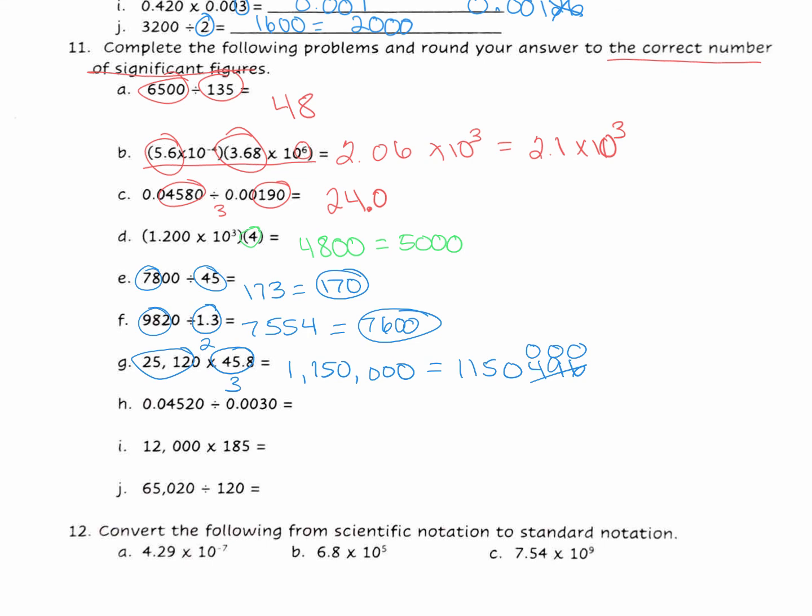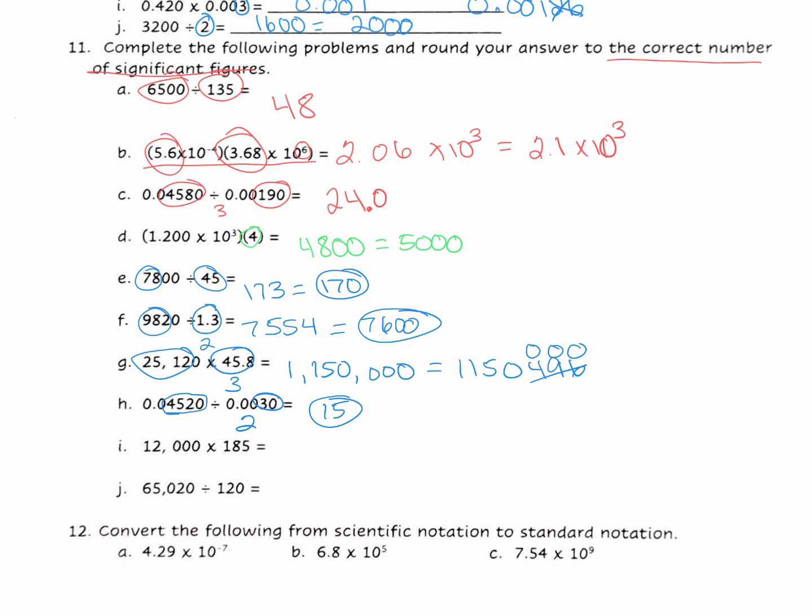All right, our next one, H, we have 4 significant figures here and 2 there, so my answer can only have 2. So 0.0452 divided by 0.003, I get 15, and that's good. I can keep both of them.